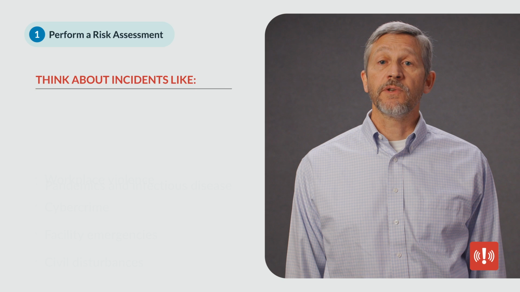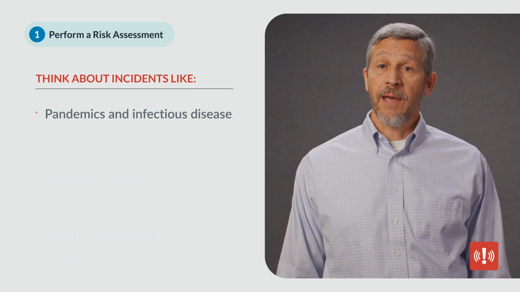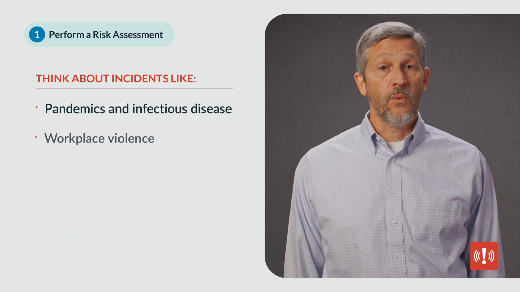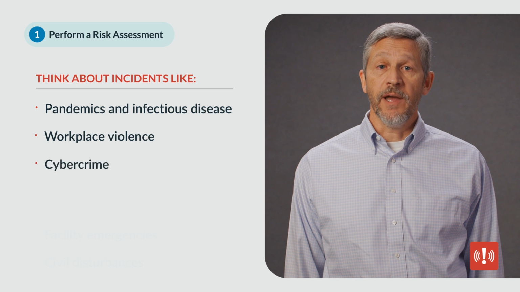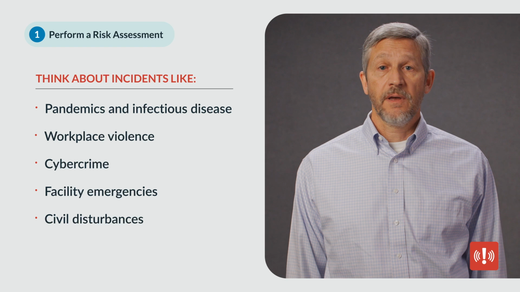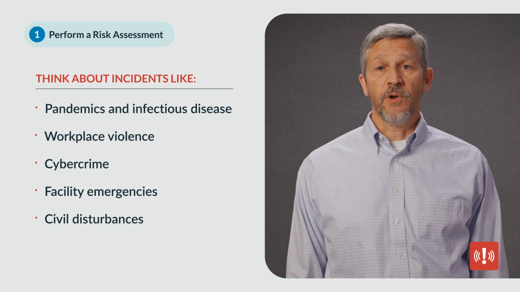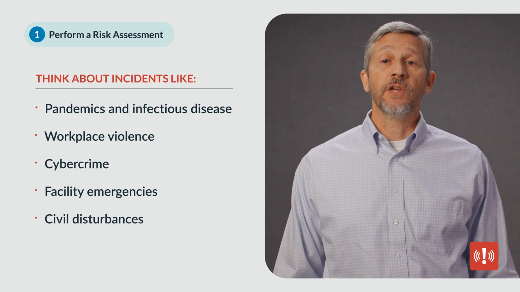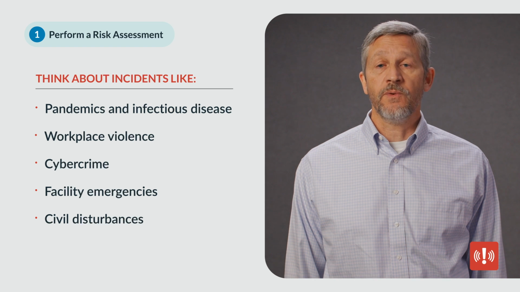For example, a business in California will need to plan for earthquakes and wildfires, while one in the Midwest might focus on tornadoes and severe winter storms. But severe weather and natural disasters aren't the only concern. You also need to think about incidents like pandemics and infectious disease, workplace violence, cybercrime, facility emergencies, and civil disturbances. I suggest taking an all-hazards approach to risk assessment and mitigation so you can plan for all these risks at once.